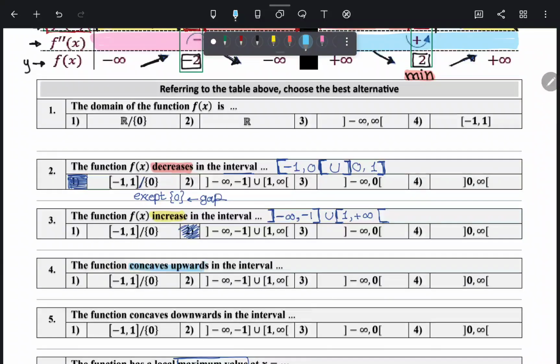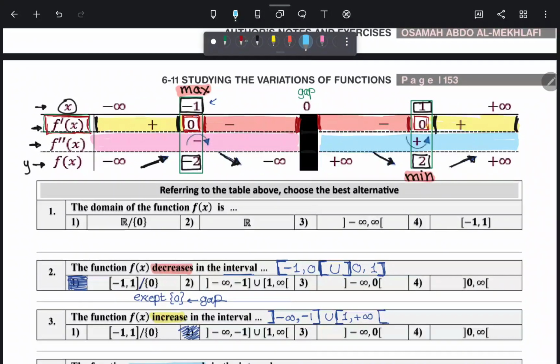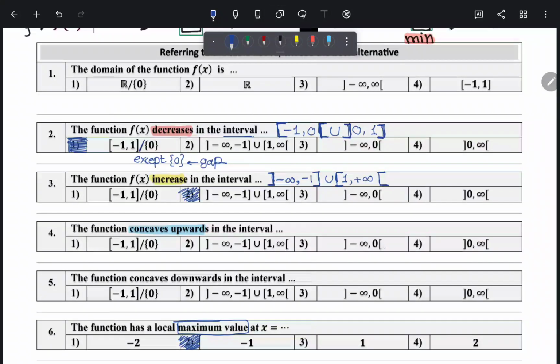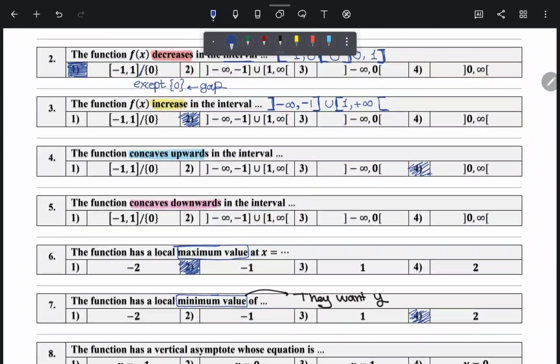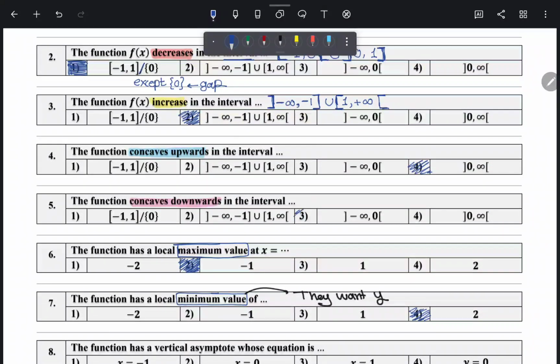This one concaves upwards. Where does it concave upwards? Clearly from zero, which is a gap, until positive infinity. So from zero until positive infinity, I need this one. Concaves downwards, from negative infinity until zero. So that's concave downwards. Okay. That's how we complete it. How do we translate the first derivative and how do we translate the second derivative?